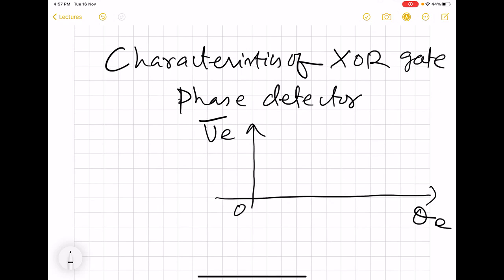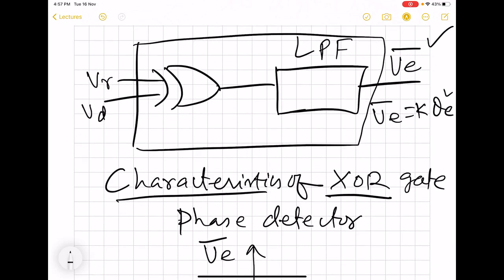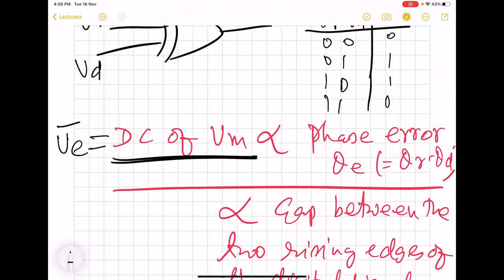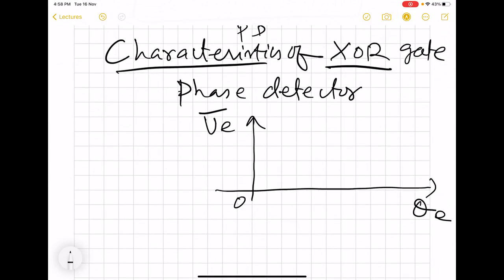Here we are seeing the characteristic of the XOR gate, but keep in mind that this is basically the characteristic of the XOR gate plus low pass filter system as a combined. So sometimes this combination itself is called the phase detector, but the actual job is being done by this circuitry, and this simply extracts the DC part of it, which gives the correct idea of the phase difference between them. So now we want to know how this graph will look.